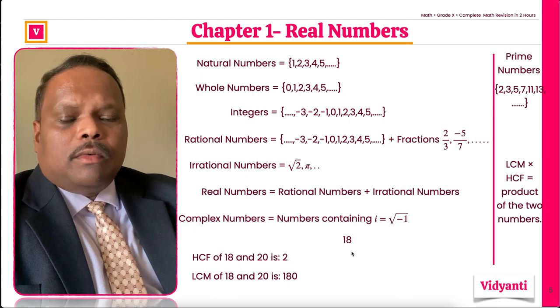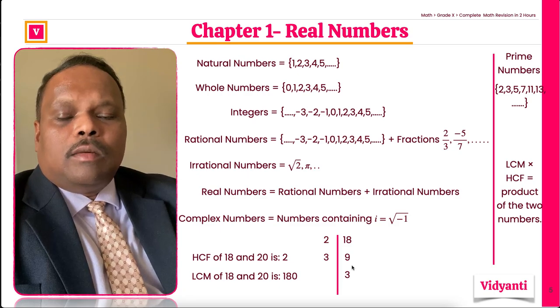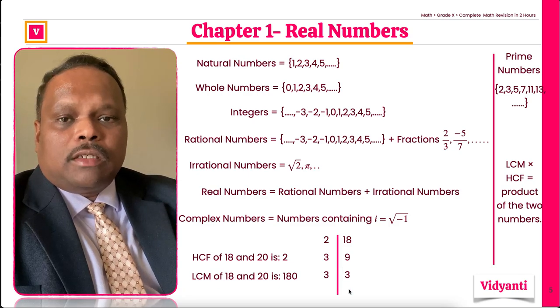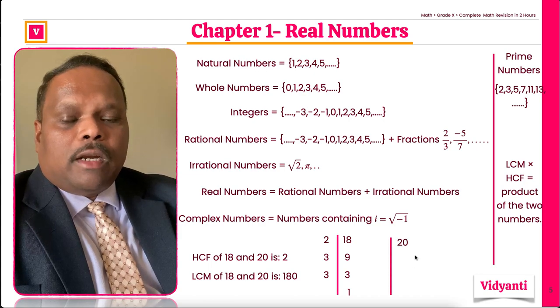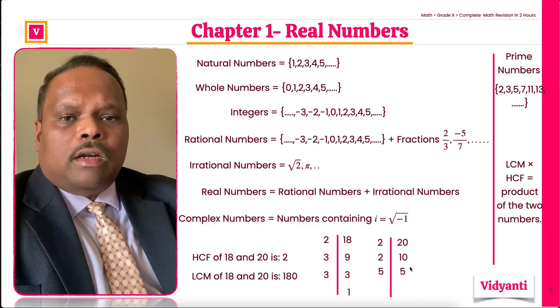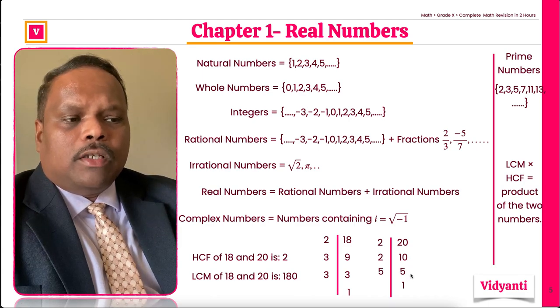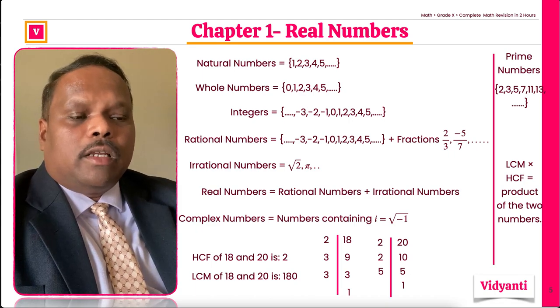18 can be factorized with the help of prime numbers: you divide by 2, 9 remains, then divide by 3, 3 remains. Again, repeat that process until you get 1. And if you have 20, let's repeat that process. 20 is divisible by 2, we get 10, 10 divisible by 2, we get 5, and in the end 5 divided by 5 is 1. Please note that this requires basic understanding of divisibility. Now here I have taken very small numbers, 18 and 20.